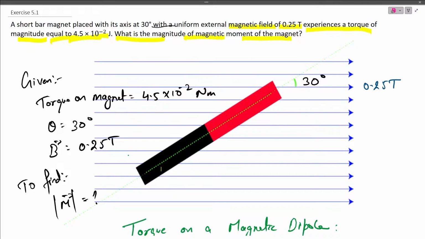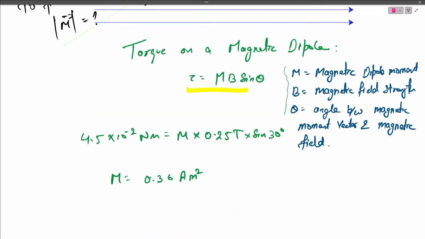Now in this question there is a bar magnet that has been placed in the magnetic field and it is making a 30 degree angle due to the influence of the torque that this magnetic field is putting on this bar magnet. Now we have to find out what is the magnetic moment of this magnet. Torque equals mB sin theta.